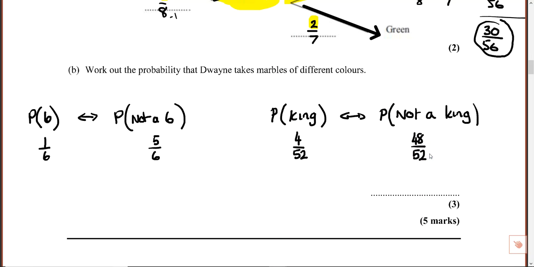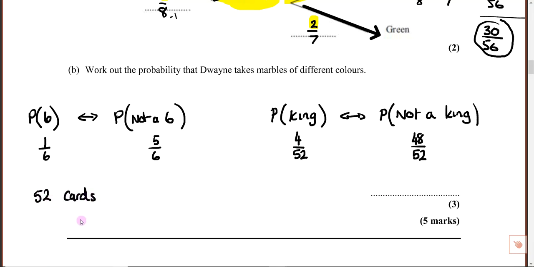If you haven't experienced cards, you need to have a look. It's such an obvious question to give you for probability. Do you know what the cards are then? So we've got 52 cards.